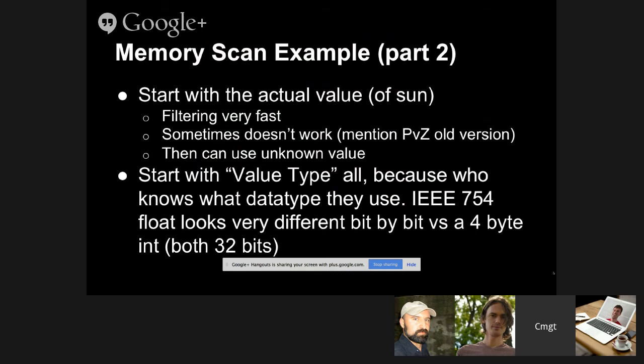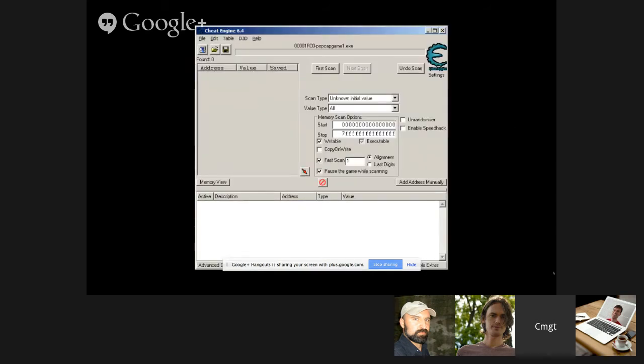But you got to be aware of that kind of stuff. Sometimes your resource isn't the data type that you expect. Sometimes you can't search exact. Sometimes you got to start with unknown value. So start with value type all, because who knows. IEEE 754 float, who knows what that looks like versus 4-byte int. Well, we know because of the mantissa and its documentation and all that stuff. But whatever, it's different. Again, here's the game.